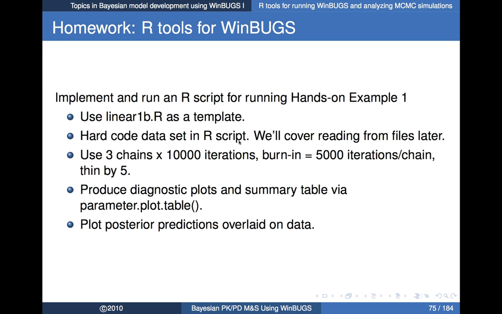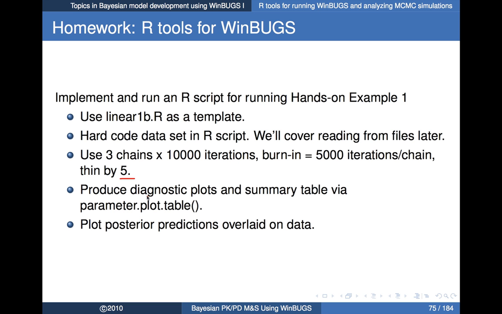You might want to keep your initial estimate approach a little simpler than the one I did. In the linear 1B case, I used the linear regression to generate initial estimates. I recommend you make it easier on yourself and just hard code the means and the standard deviations that you use to simulate the initial estimates from. And then I'm recommending you do 3 chains by 1,000 iterations, with 5,000 burn-in iterations per chain, and thin by 5.